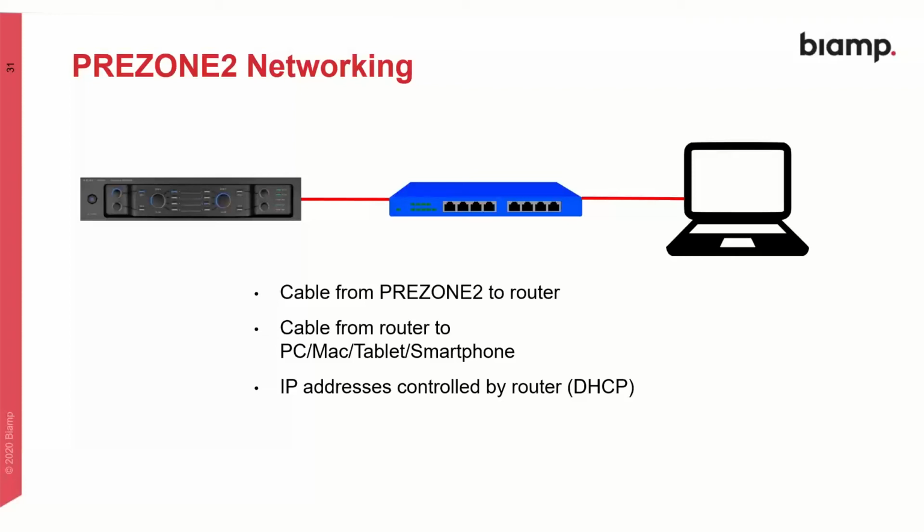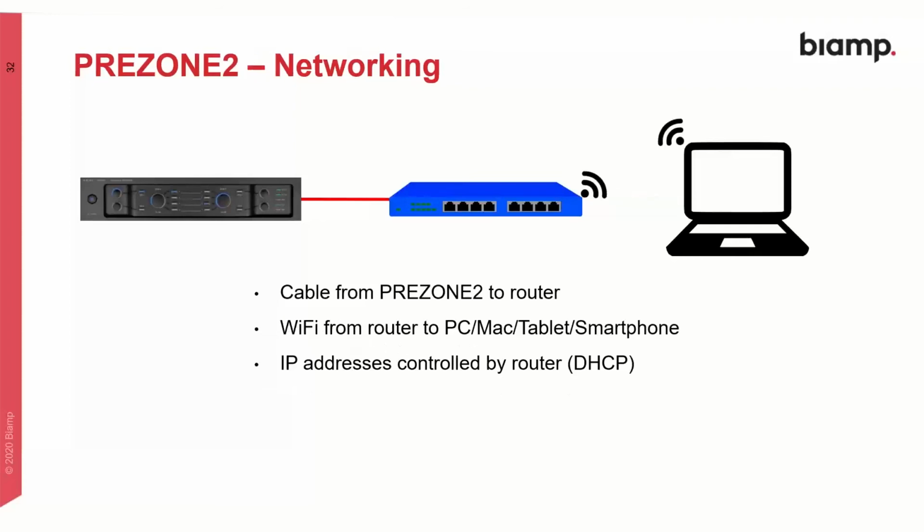And in this case, this would be a router with a DHCP server built in. So the router will assign IP addresses to each of these devices and then allow them to communicate with each other across the network structure. Another way of doing this is a cable from the PREZONE2 to the router, and then a Wi-Fi connection from the router to your controlling device, so the PC, Mac, tablet, or smartphone. And again, in the same way, the IP addresses are controlled by the router using DHCP.